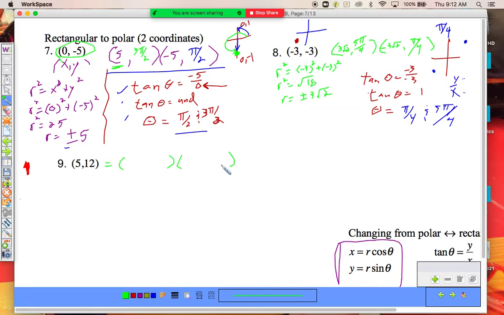Make sure when you give me angles, we're talking radian values. I don't want degree values. I want radian values. Take this as far as you can.